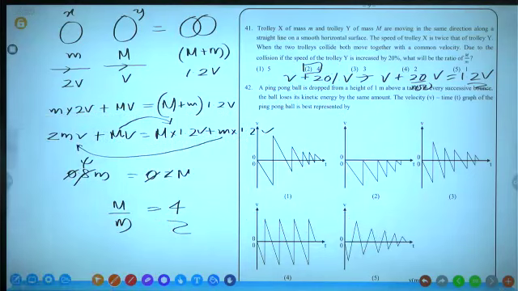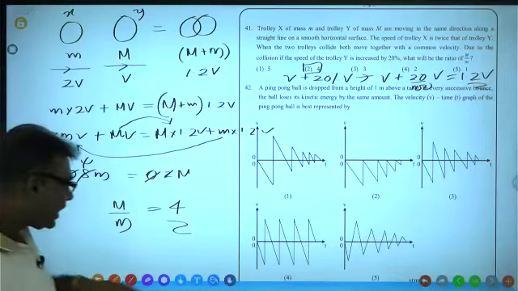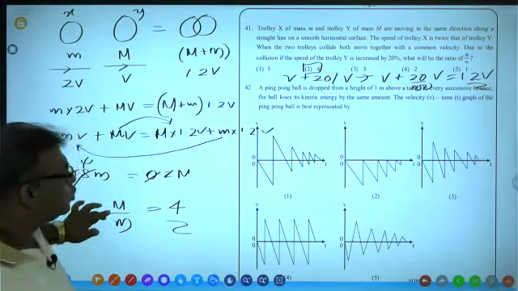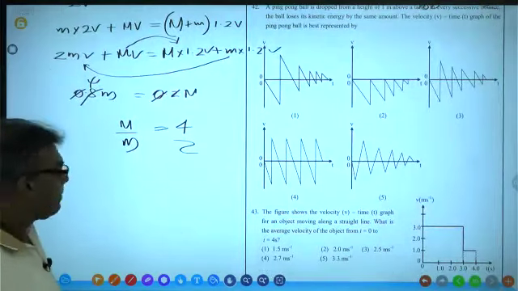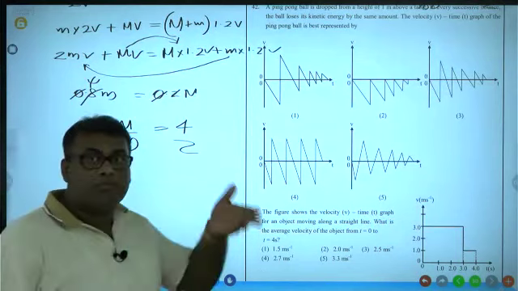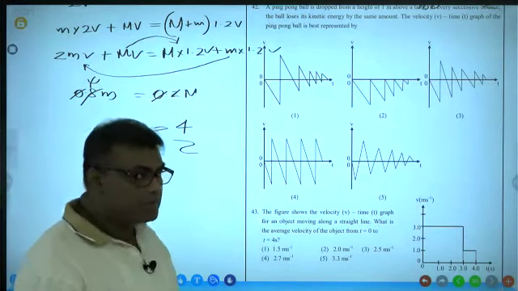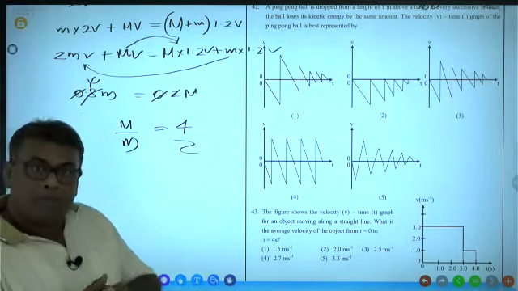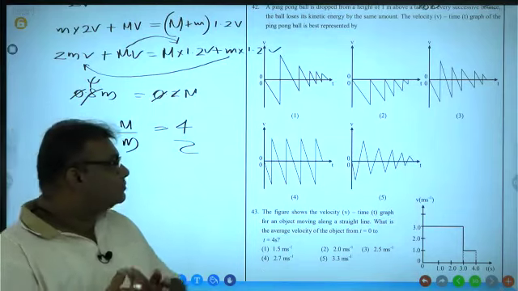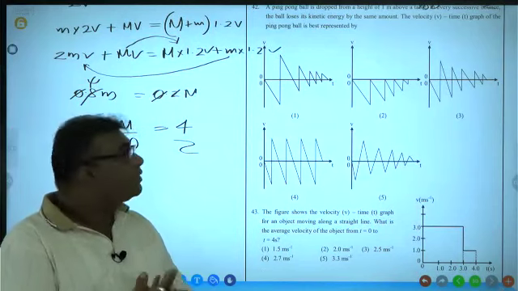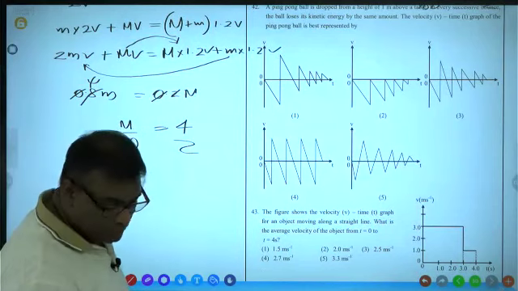Next, number 42. A ping pong ball is dropped from the height of 1 meter above a table. In every successive bounce, the ball loses its kinetic energy of some amounts. That means it cannot reflect with the original velocity. After hitting the ground, the reflected velocity is less than the collided velocity. So you cannot choose this one as the answer.